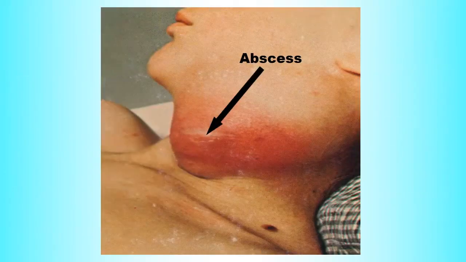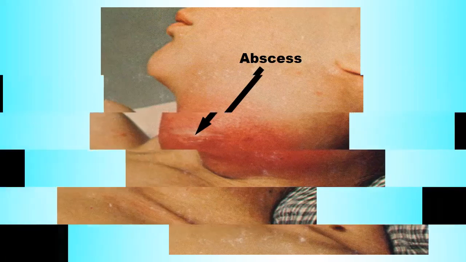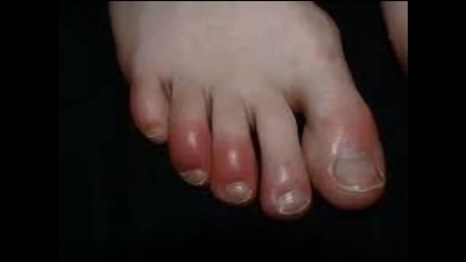This patient has clinical signs of acute inflammation due to abscess formation in the neck. There is a swelling in the neck with redness of the overlying skin. Also, there is a limitation and restriction in the movement of the neck, meaning reflex immobilization due to the pain and loss of function. This slide shows the redness and swelling of the toes due to the acute inflammation.